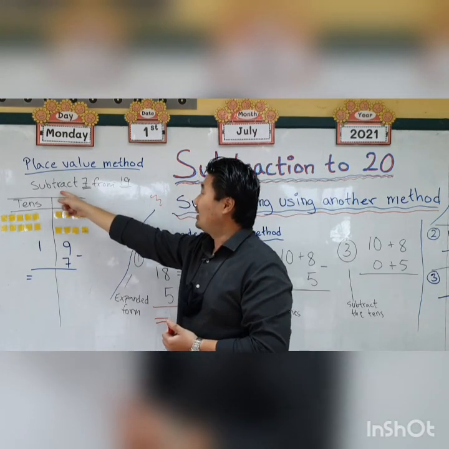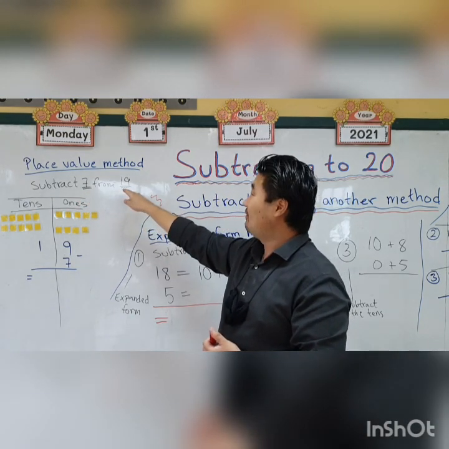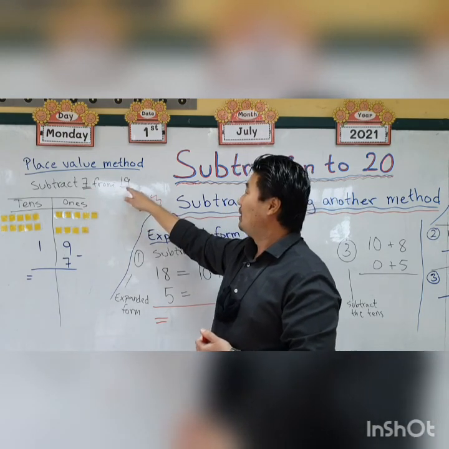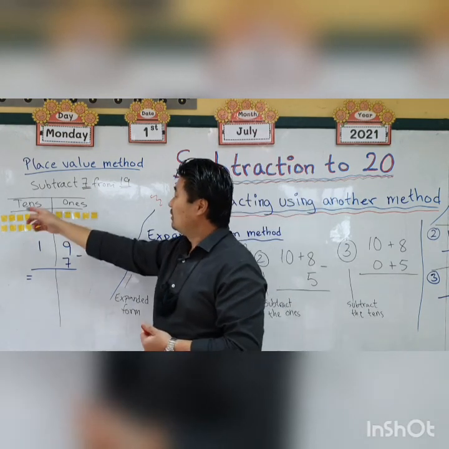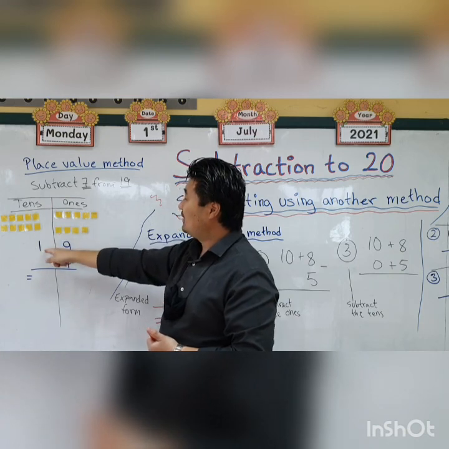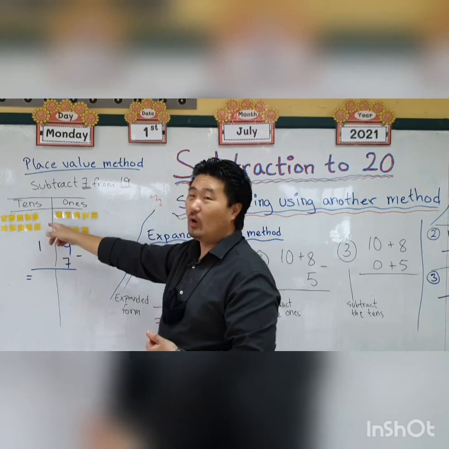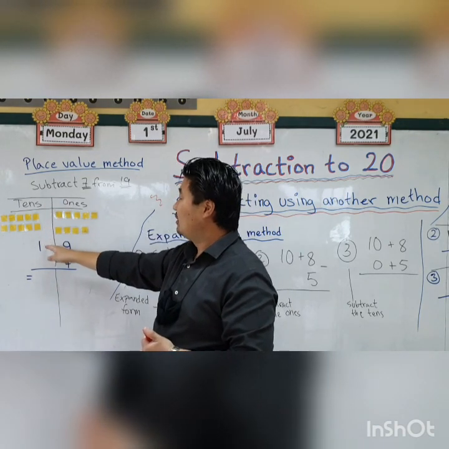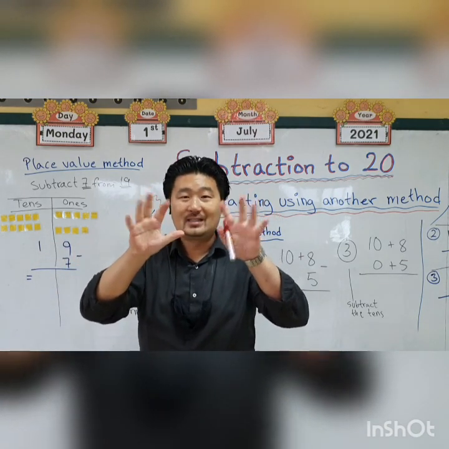So subtract 7 from 19, which means you have 19, you take away 7. So 19 minus 7. Okay? So the place value, so here we have tens, so we have 1 ten, because that is worth 10 ones. This is in the tens place. That means that one of these is worth 10 ones.